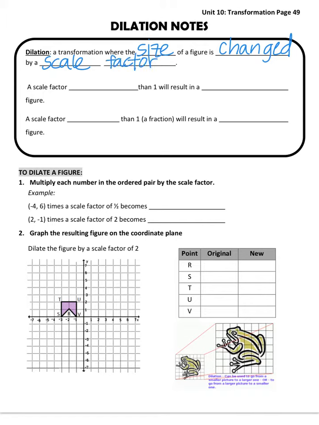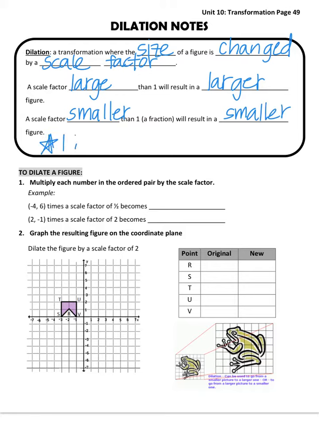Alright, so a scale factor larger than 1 will result in a larger figure. A scale factor smaller than 1, a fraction or decimal, results in a smaller figure. If it's 1, it's the same figure. So all you have to do is get your ordered pairs and multiply them by the scale factor.